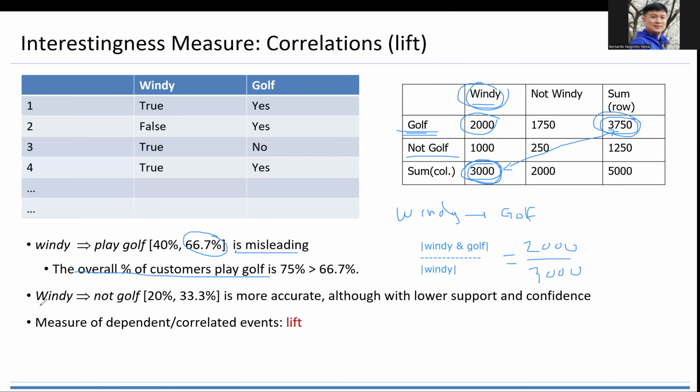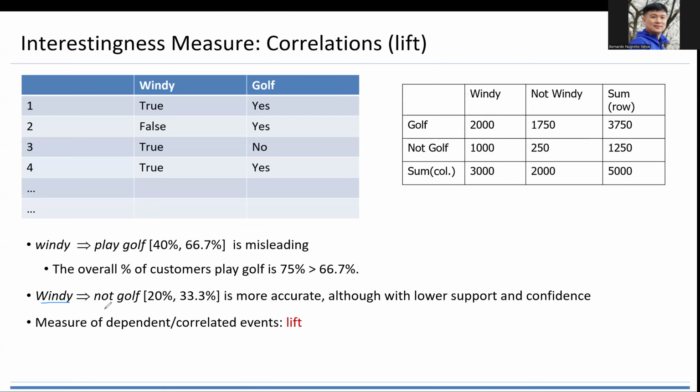And the other thing we can also try is if it is windy and not golf. If it is windy and the person does not play golf, how can we get this one? 20% is from 1,000 divided by 5,000. And then 33% is from 1,000 divided by 3,000. 3,000 is from the total of windy.